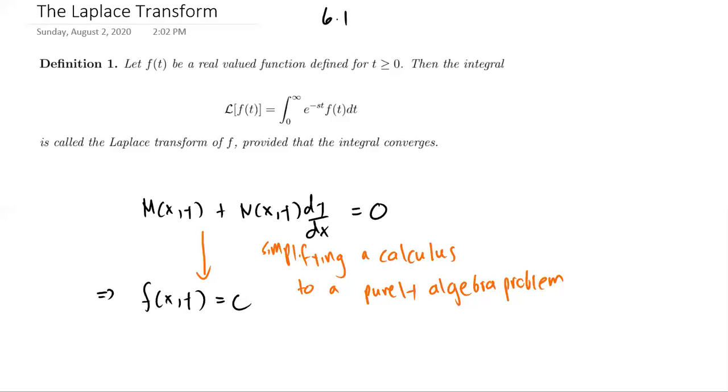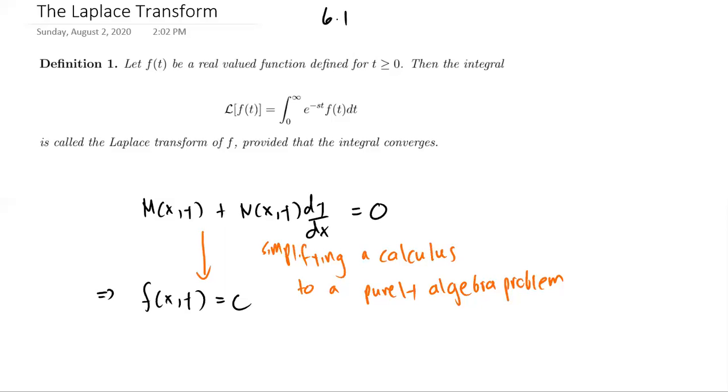Now, the Laplace transform that we're going to see here is not the most general form of it. So let's start with the definition. I'm going to talk a little bit about why this is not the most general form, how it can be generalized, and other sorts of transforms. Definition 1: let f of t be a real valued function, so the range is real numbers, defined for t greater than or equal to 0. Then the integral from 0 to infinity of e to the negative s times t times f of t dt is called the Laplace transform of f, provided that the integral converges.